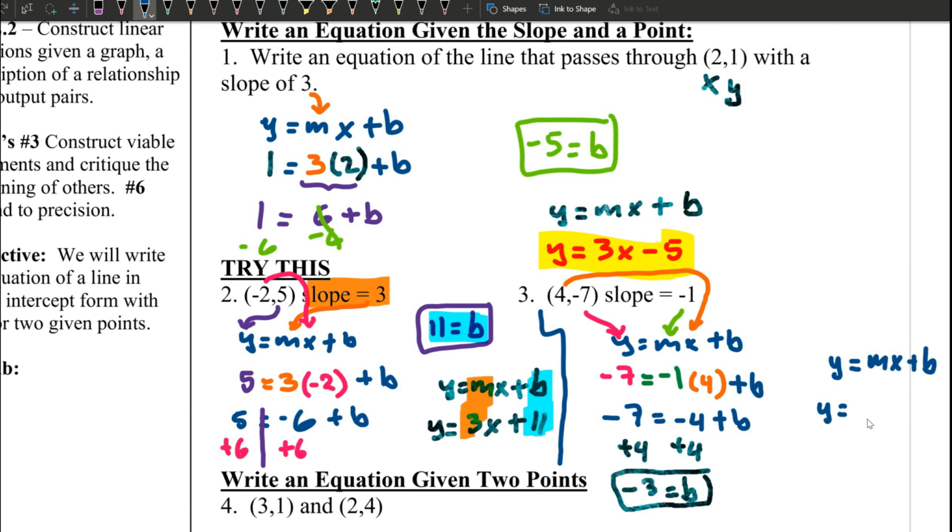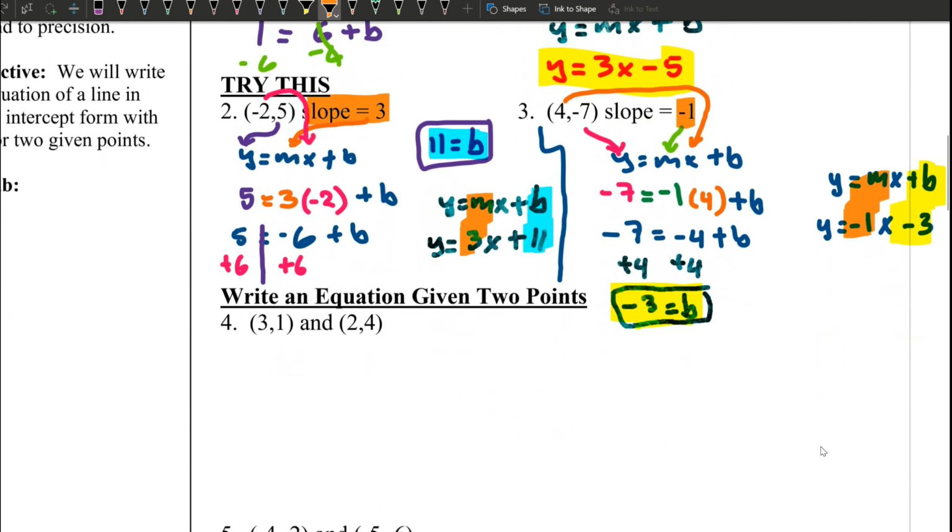Given m is negative 1, x minus 3. And that's it. Negative 3, and m is negative 1. Okay. All right, problem 4.